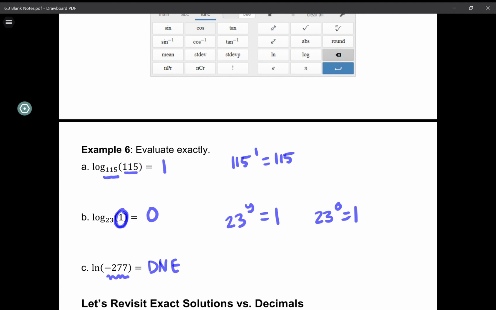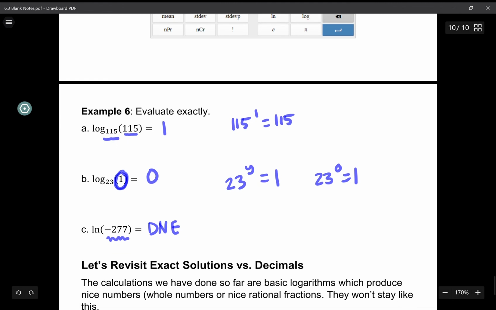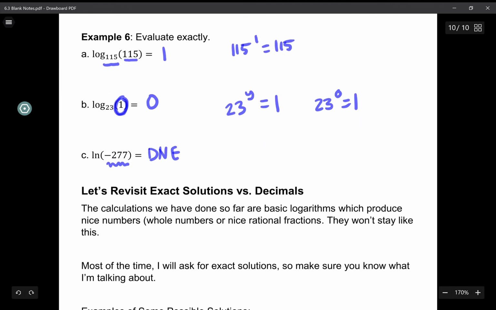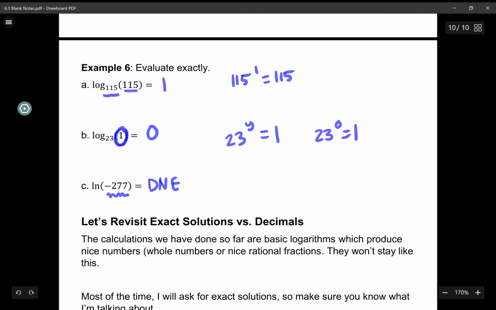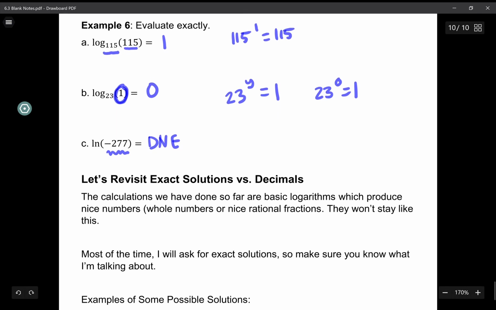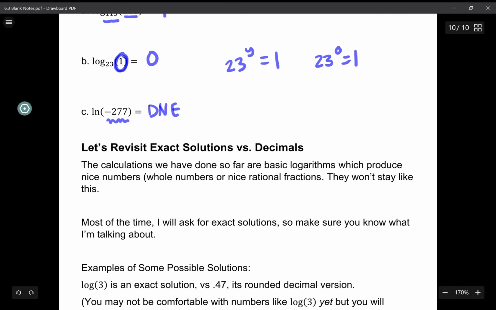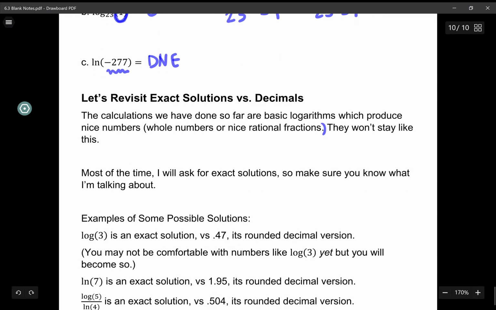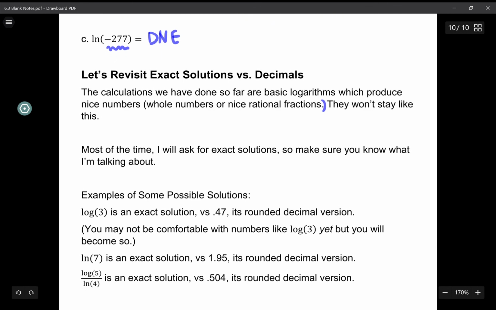All right, and the last thing I need to talk about in this section is let's revisit talking about exact solutions versus decimal. All the calculations I've done so far, except for the ones where I just said to plug it in and get an approximation in your calculator, were nice whole numbers or nice fractions. They're not going to stay like this. Most of the time, I'm going to ask you for exact solutions, so I want you to know what I'm talking about. For example, if you are solving an equation, and this is going to come up later in this section, so I just want to hit it now.